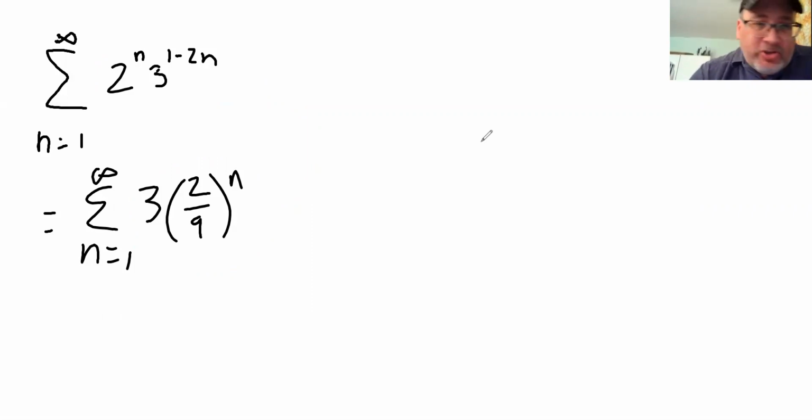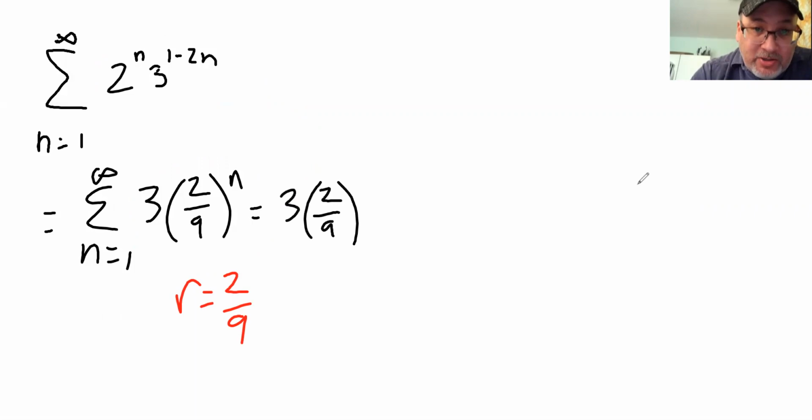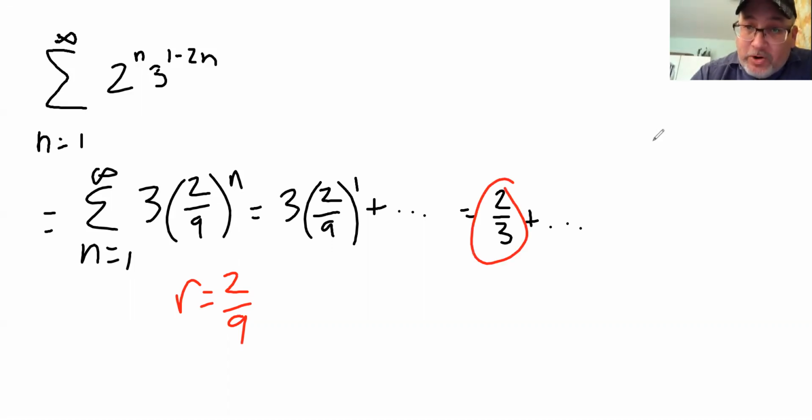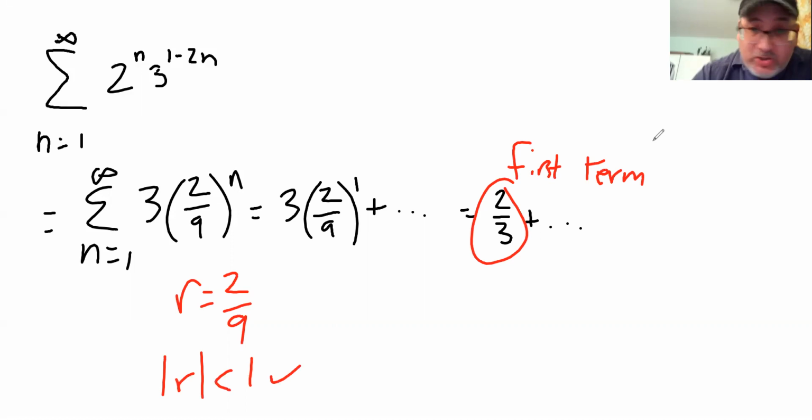All right, so we do have a geometric series, and the ratio is 2/9. You know what the first term is? Not 3. The first term is what you would get when you start the series. So if we let n equal 1, we get 3 times 2/9 to the first, that would be our first term. If we simplified that, it would be 6/9, which is 2/3. I really don't need to know the rest of the terms. I just need to know the first term. Here's my first term. Got the first term, got the ratio, and the absolute value of the ratio is less than 1, so we're good. And so we can draw a conclusion.